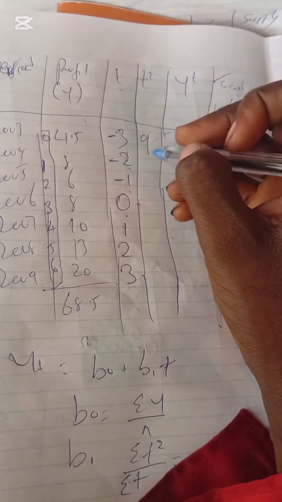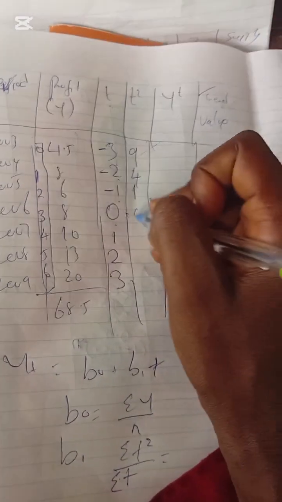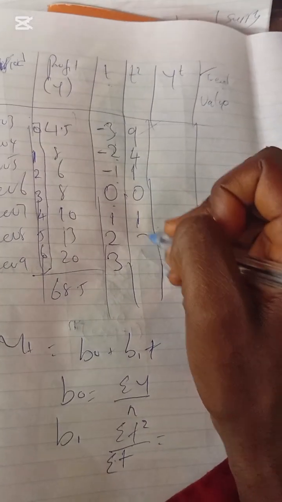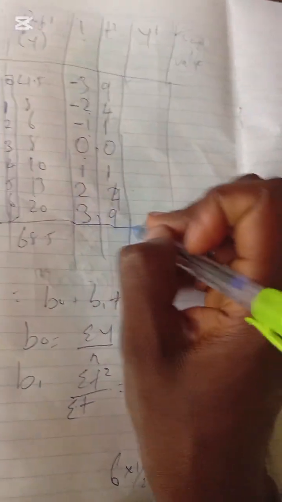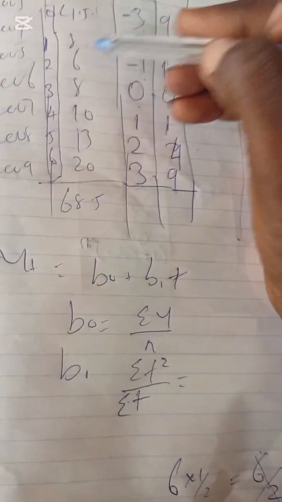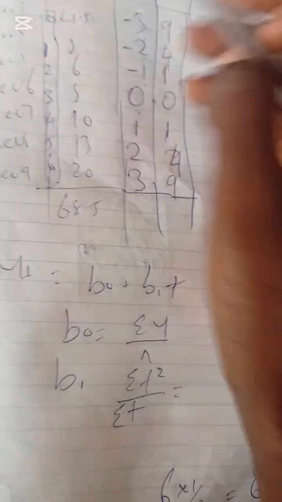From here, T square, meaning this one times itself, which means the square of this: minus 3 times minus 3, minus 2 times minus 2, minus 1 times minus 1, 0 times 0, you get the idea. So this will be 9, because minus times minus will be plus. Minus 2 times minus 2 is normal 4. So when minus is in a square, it still becomes plus. 1 times 1 is 1, 2 times 2 is 4, 3 times 3 is 9. We're going to need the summation of these. When you get the summation, you get it. Then for YT, you get these answers like this: the profits, remember they are Y, so this will be multiplying this. That's how we got YT. So those digits you are seeing are gotten by multiplying these two.